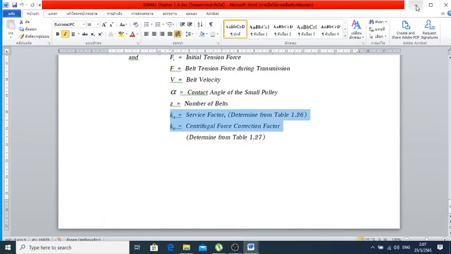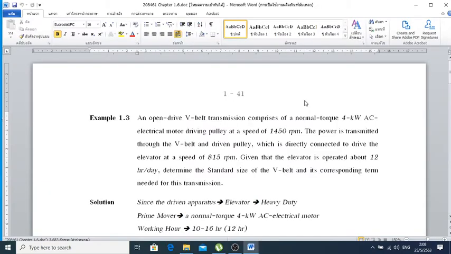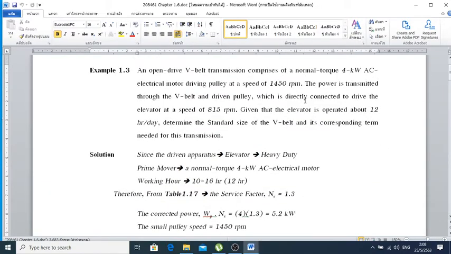And then we're going to go for the design. For example, example 1.3: an open drive V-belt transmission comprises a normal torque 4 kilowatt AC electrical motor driving a pulley at a speed of 1,450 RPM.